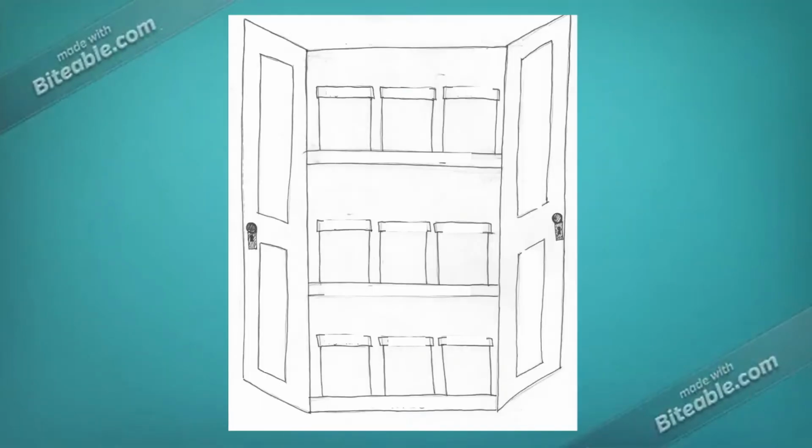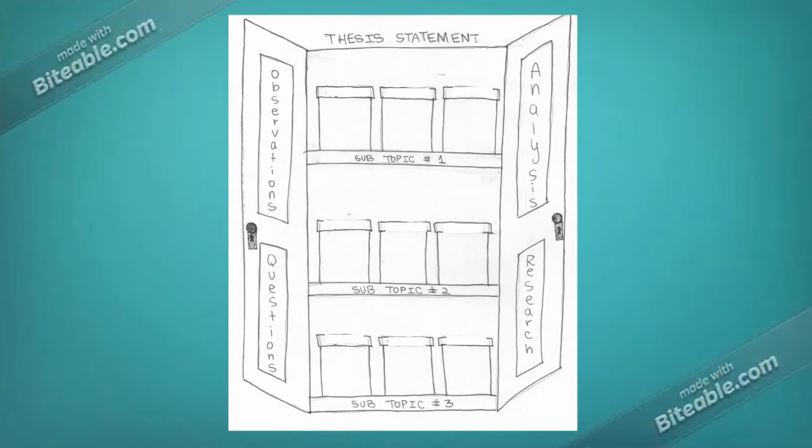Starting right away with looking at the visual, you will notice the closet doors and the shelves on the inside. Here is how we organize it. We start with our analysis and our observations, and these go on the doors. Next, your thesis statement is going to go as a label right above the closet. This means that everything inside the closet is going to be related to this thesis statement.